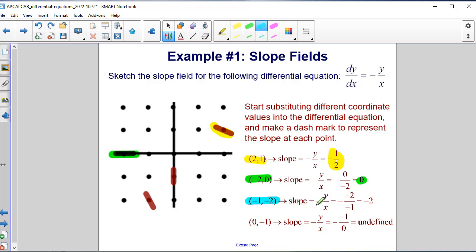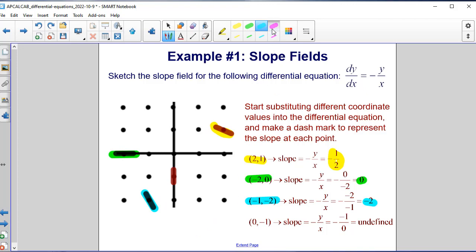The third point I'm going to consider is (-1, -2). And when I replace those points into the respective places in the equation, we're going to have negative 2 over negative 1, which gives me a slope of negative 2. Don't forget there's a third negative right here. So my ultimate slope is going to be negative 2. And when I go here to the point (-1, -2), there's my slope of negative 2.